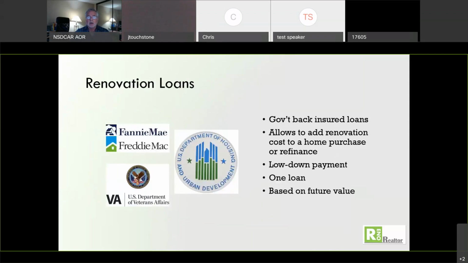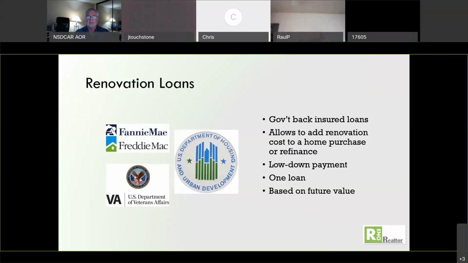So let's talk about renovation loans. These are government-backed insured loans. HUD 203K, and Fannie Mae has HomeStyle. Those are the only two products that I have direct experience working with. There are loans available from VA. Freddie Mac has a product that came out last year. I have not been approached about supporting these types of programs, but these are all available to you.